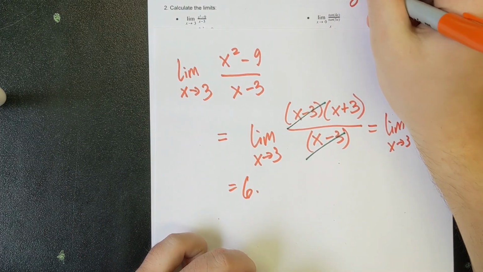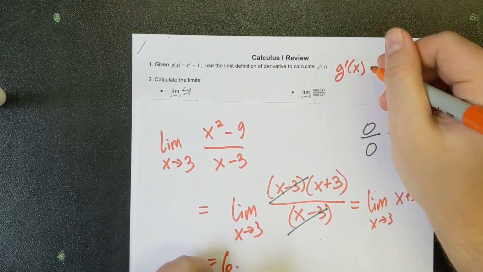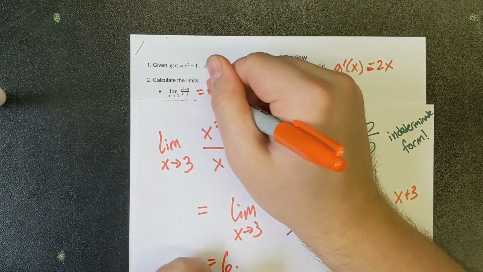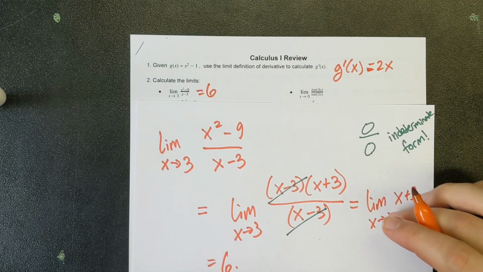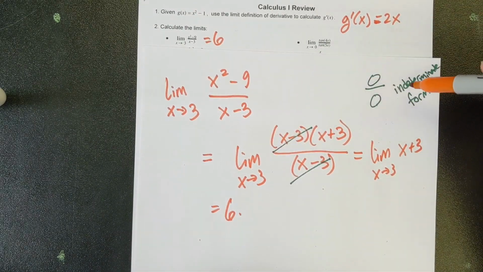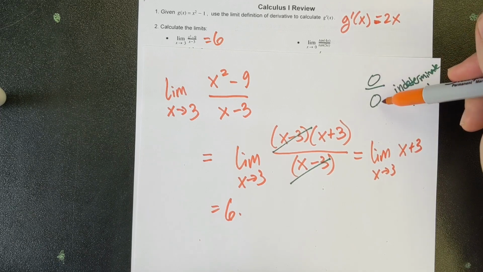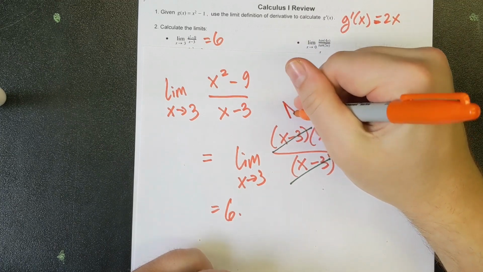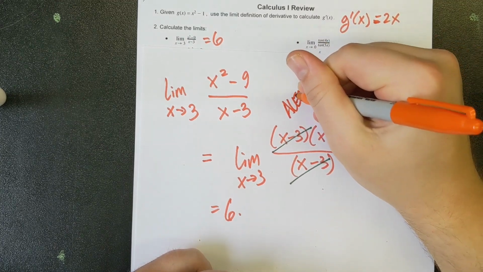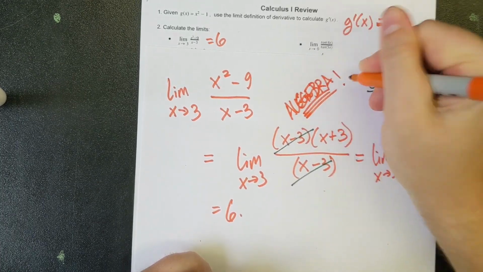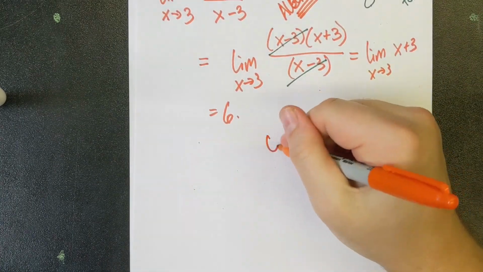This problem up here, we had g prime of x was 2x. Here we're finding that this limit comes out to be 6. There's another way, though, that we can solve this. When you run into the problem of this indeterminate form of 0 over 0, we could use algebra. So this was using algebra. But we can instead do it with calculus.